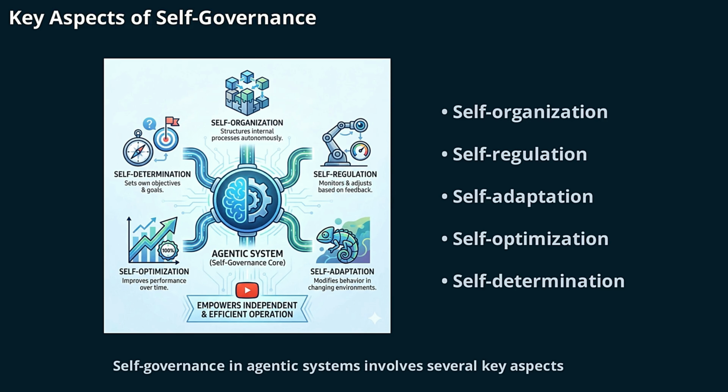Self-governance in agentic systems involves several key aspects. Self-organization allows the system to structure its internal processes without outside help. Self-regulation enables it to monitor and adjust actions based on feedback. Self-adaptation lets the system modify its behavior in response to environmental changes. Self-optimization means it can improve performance over time, and self-determination allows it to set its own objectives. Together, these capabilities empower agentic systems to operate independently and efficiently.